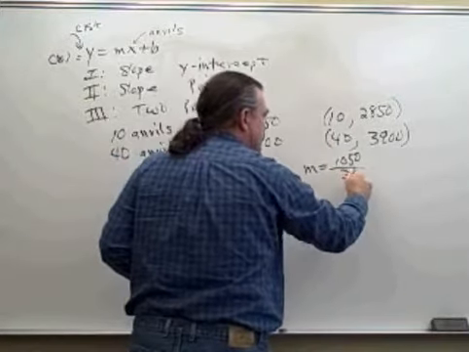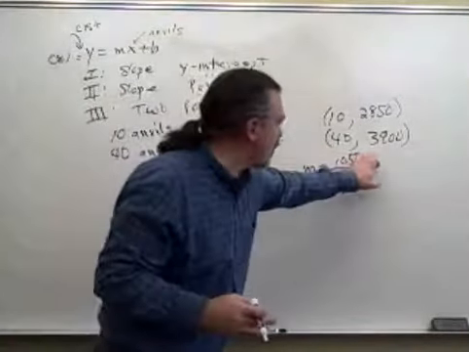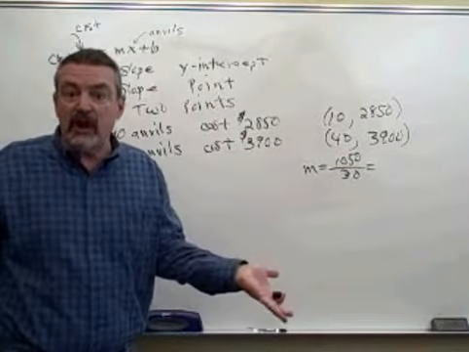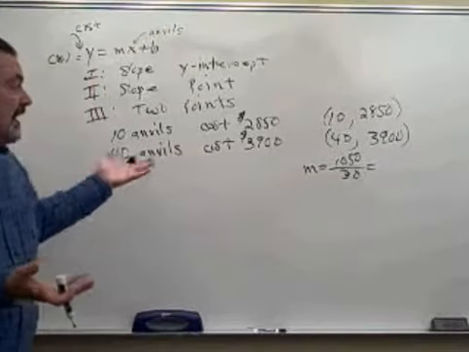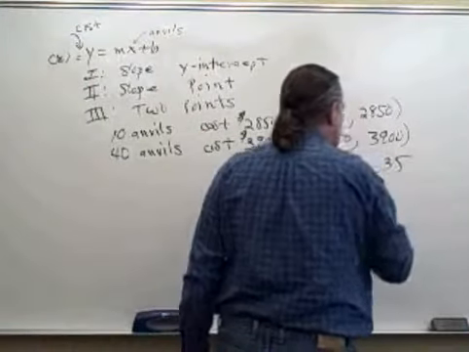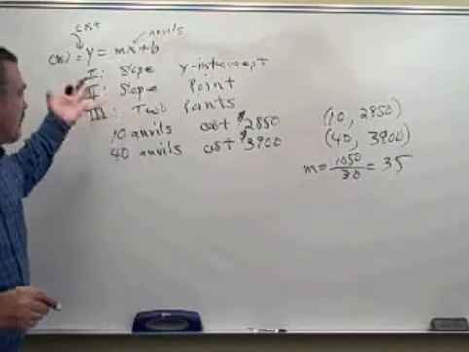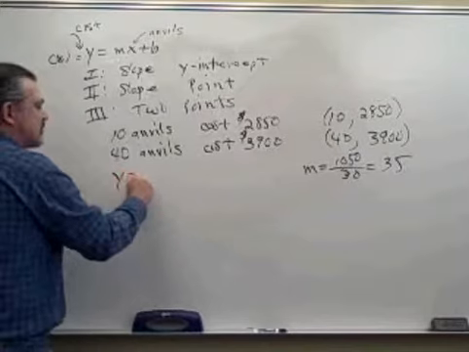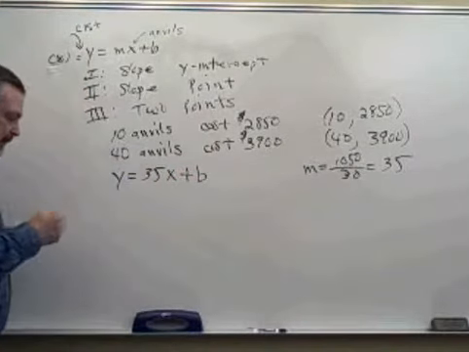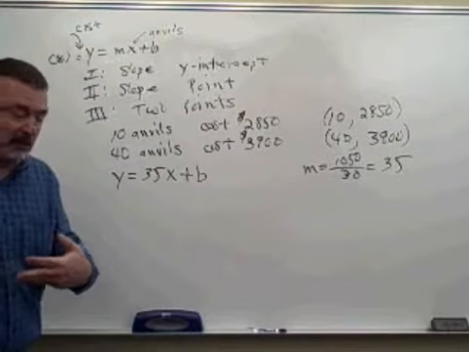40 minus 10 is 30. X is the anvils, so this is cost per anvil. Dollars per anvil. That's the unit cost. That's the slope. And 1,050 divided by 30 would give us 35. So we now know the slope, and we now know our equation looks like y equals 35x plus b. And we're really back to the situation that we looked at in the previous video.